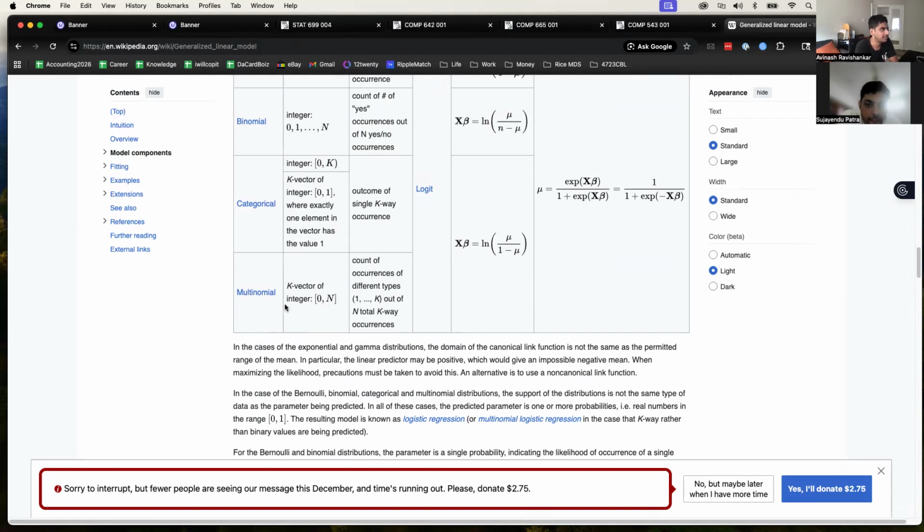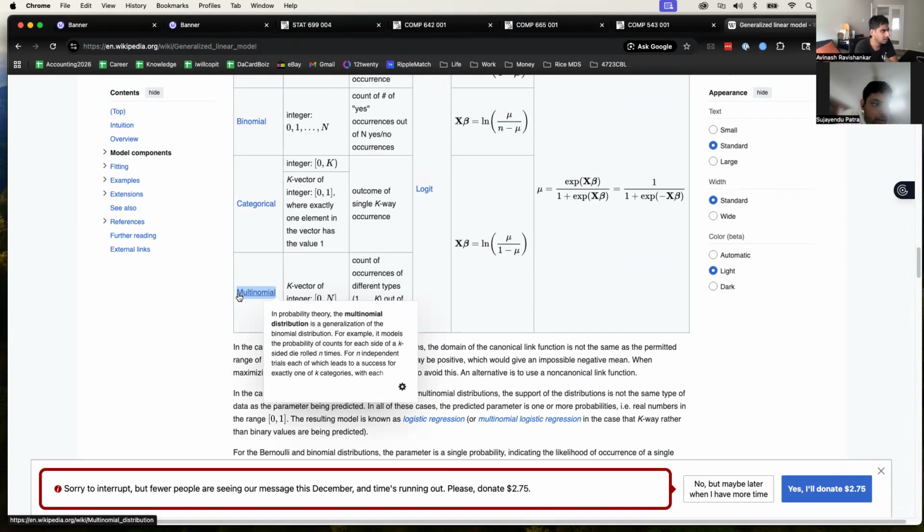What is an example of a multinomial here? So multinomial is something where you're classifying and it can be one of, say, 10 different things, and you're trying to predict which one it is.